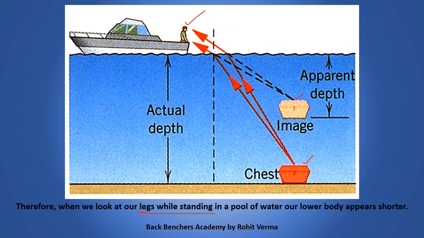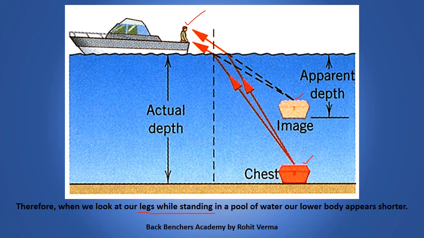Now let's look at it with the help of a diagram as well. As we see here, there is a jet boat, and this is the actual depth. There's also a chest, or a box sort of thing, being observed by a person standing on top. When he observes, he is not able to see the chest at its actual position. He is able to see it here at its apparent position, and this is what practically happens to us.